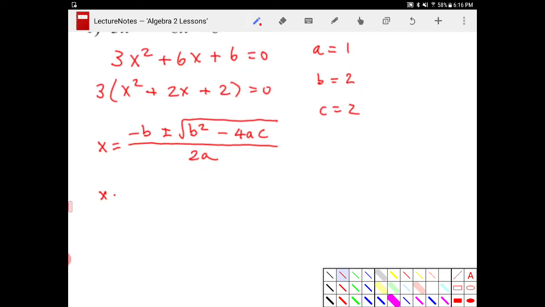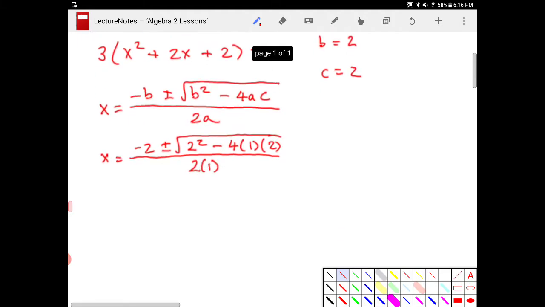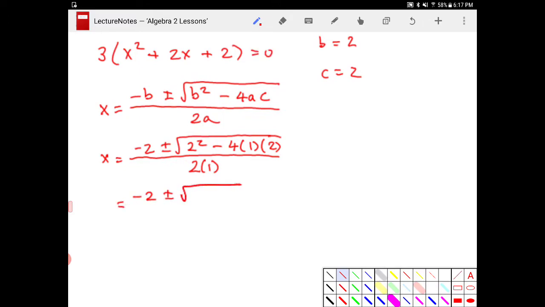If I do that, I'll end up with x is equal to negative 2 plus or minus square root of 2 squared minus 4 times 1 times 2, all divided by 2 times 1. Upon further simplification, I have negative 2 plus or minus square root of 2 squared is 4, 4 minus 4 times 2, so that's 4 minus 8. So that's negative 4, all over 2.